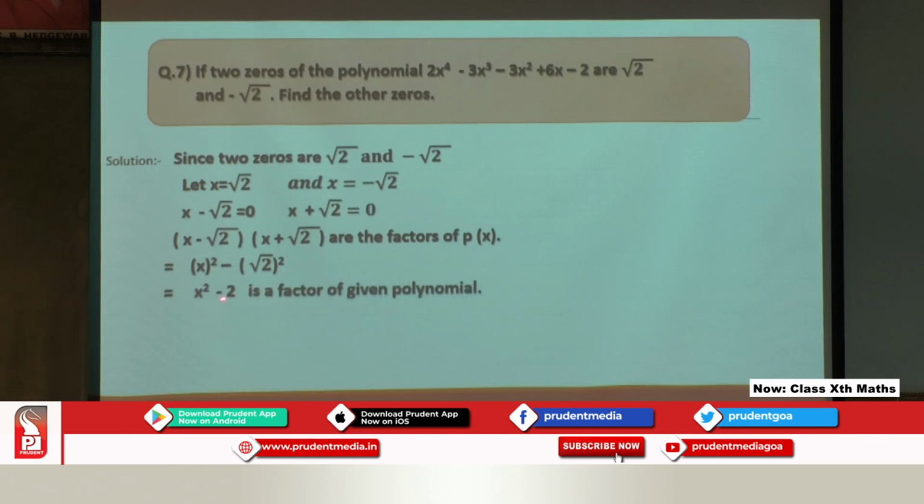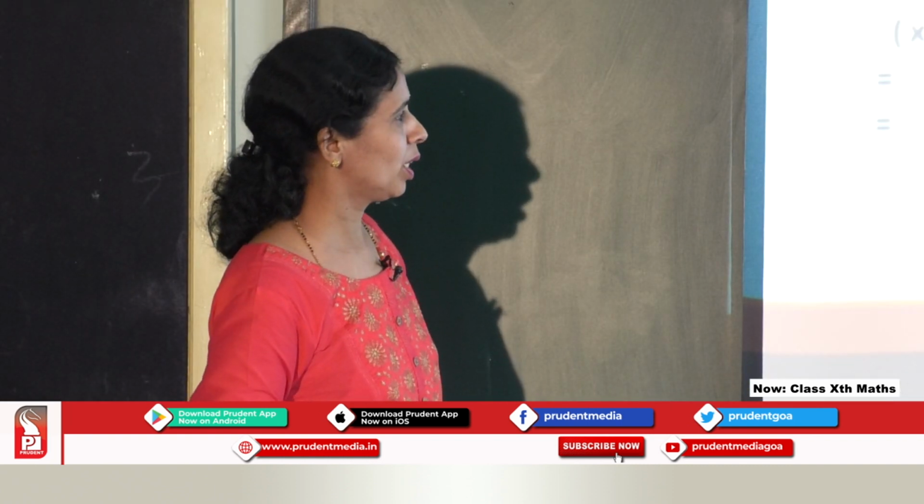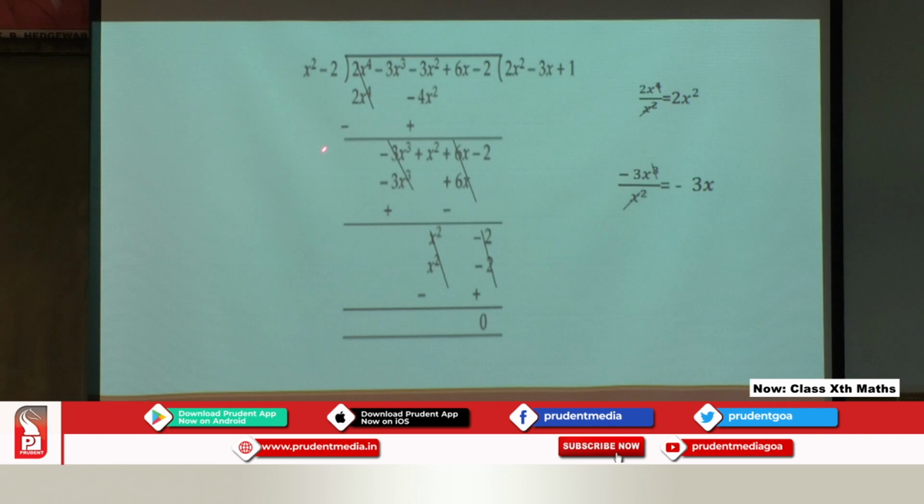After simplification, x square minus root 2 twice, we should multiply, that is root 2 into root 2, root 4, that is equal to 2. So x square minus 2 is a factor of the given polynomial. In this question we have to find out the other two zeros. Now the next step, we should divide p of x by g of x. Here we got x square minus 2 as the factor, that is g of x.